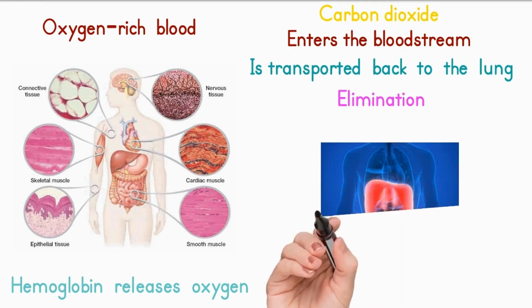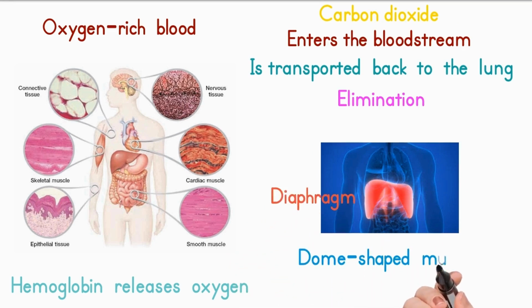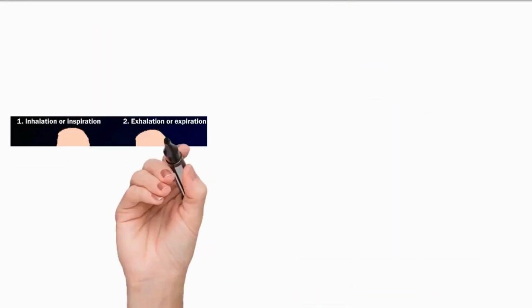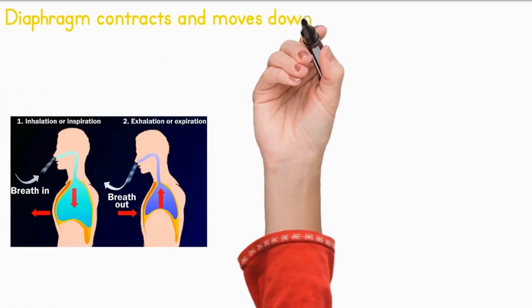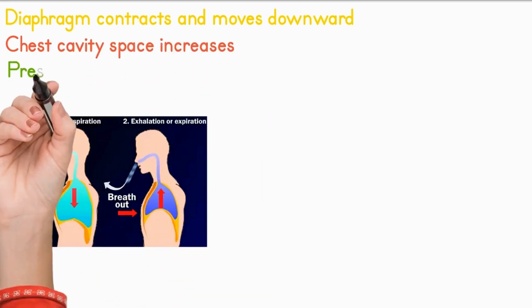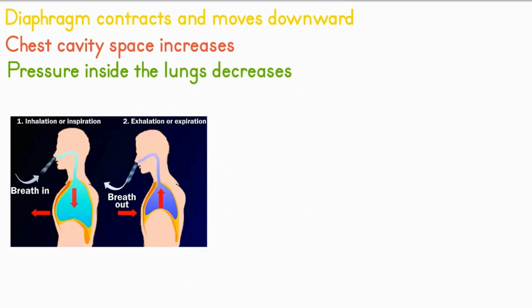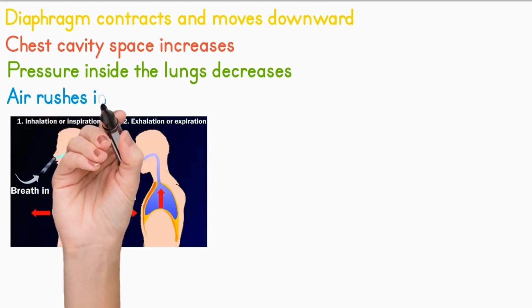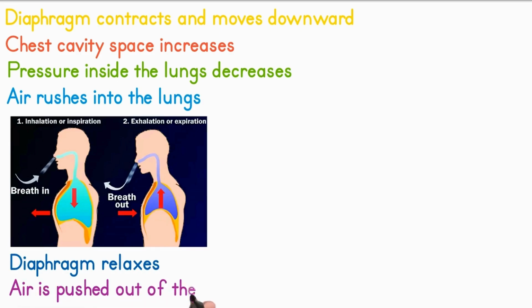Another crucial player in the breathing process is the diaphragm. It's a dome-shaped muscle located beneath the lungs. When we inhale, the diaphragm contracts and moves downward, increasing the space in the chest cavity. This expansion lowers the pressure inside the lungs, causing air to rush in. When we exhale, the diaphragm relaxes, pushing air out of the lungs.